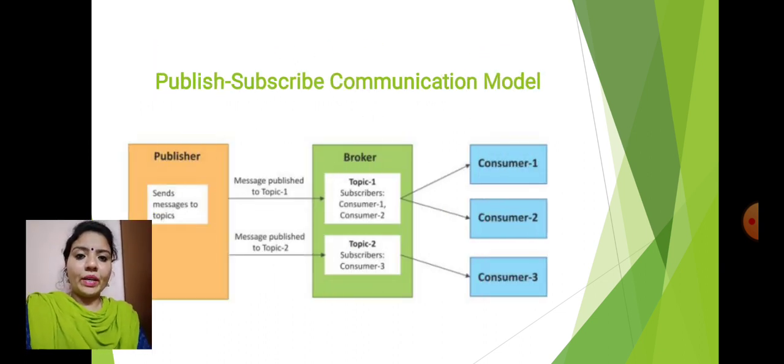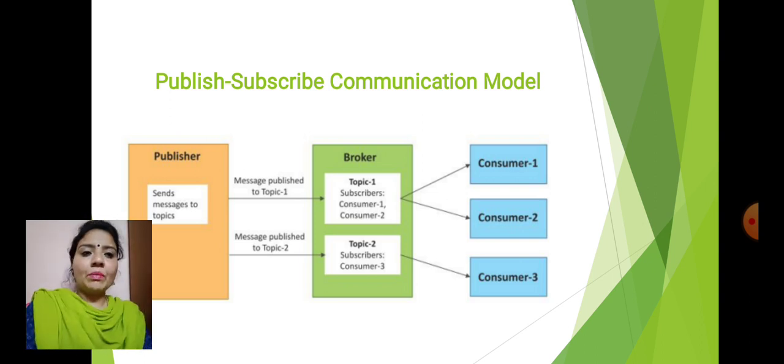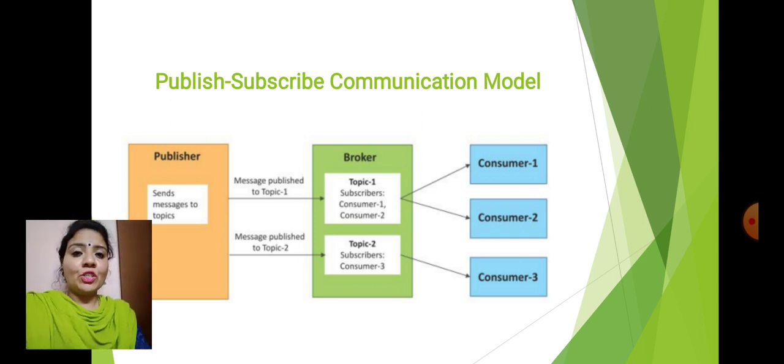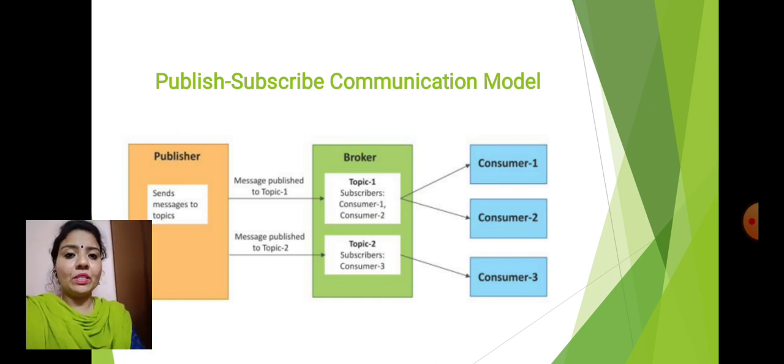This is the block diagram for publish subscribe communication model. Here we have publisher, broker and consumers. The publisher will send the messages to the broker. So the message will be published to some topics in a broker. The consumer will be subscribed to some topics which have been managed by the broker, but the publisher here will not be aware of the consumer.